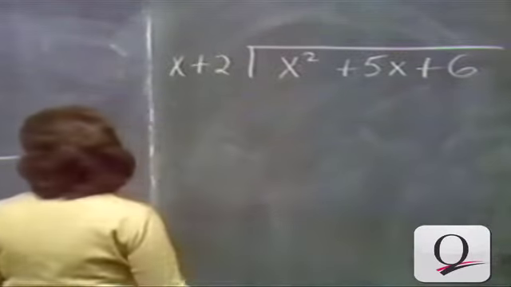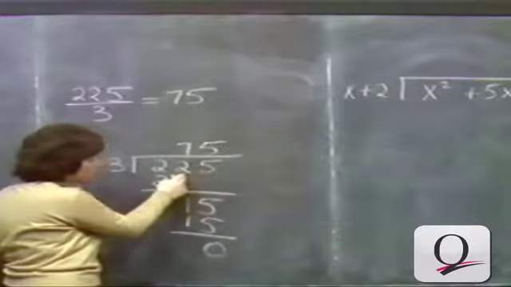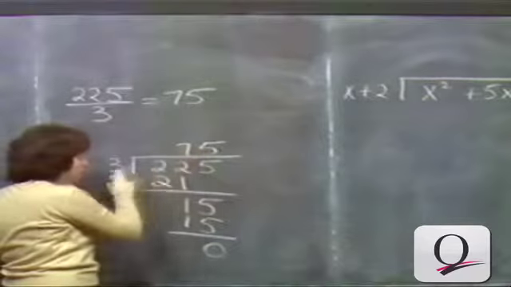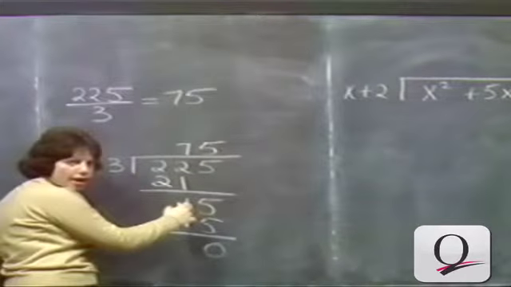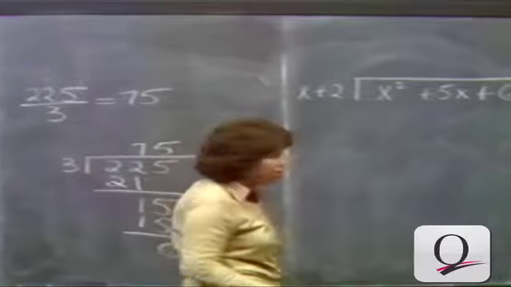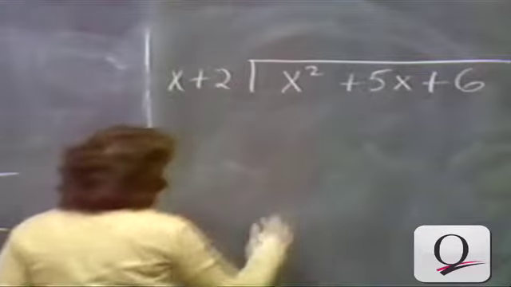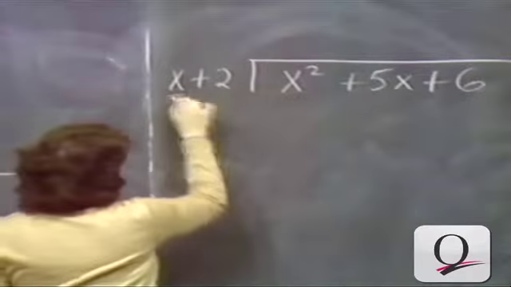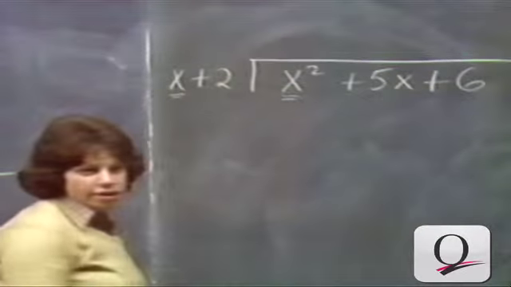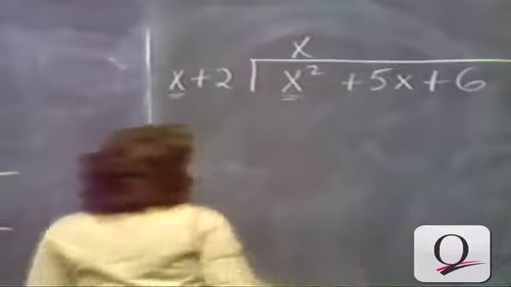Now, in the same way, look what we did over here. We said, how many times does 3 go into 22? 7 times. Then we multiplied, then we subtracted and brought down the next number. We're going to follow the same kind of procedure here. We're going to look at the first term here, x, and the first term here, x squared, and say how many times does x go into x squared? Well, of course, x goes into x squared x times.